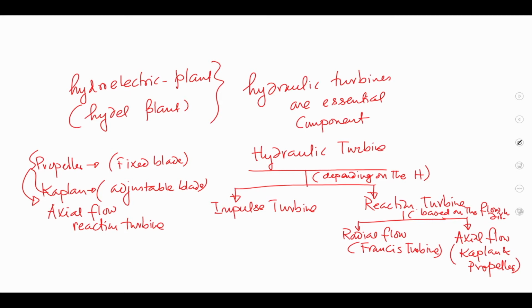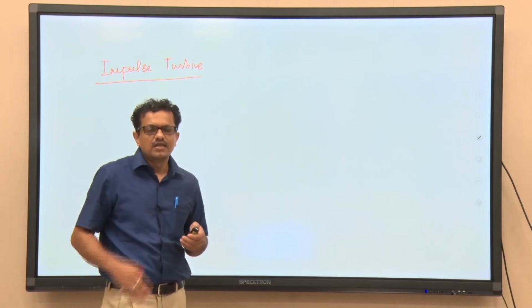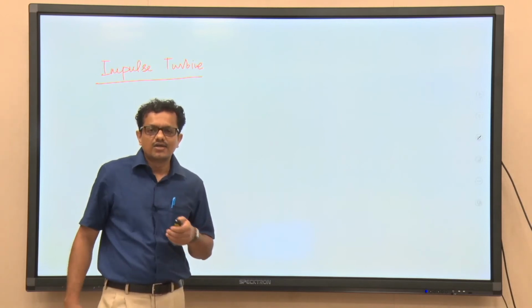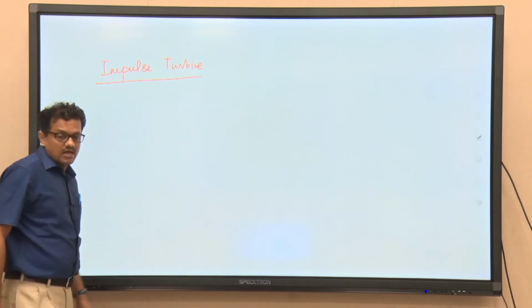Now, we will be discussing today this particular type, the impulse turbine. If we go to the next slide, we will be discussing the impulse turbine. I am not writing the word hydraulic because the entire discussion of this subject is focused on hydraulic machines. Why am I telling this?